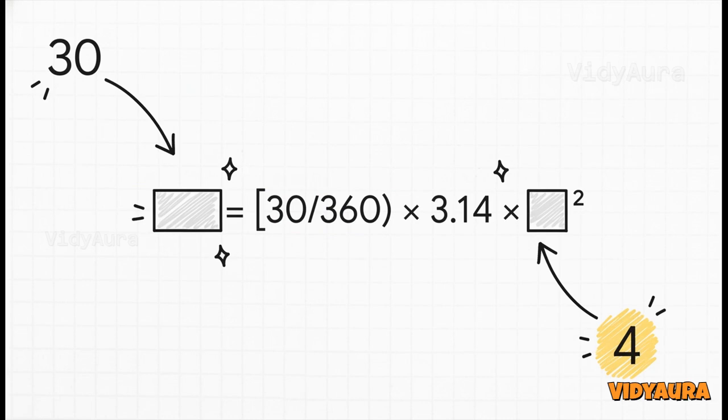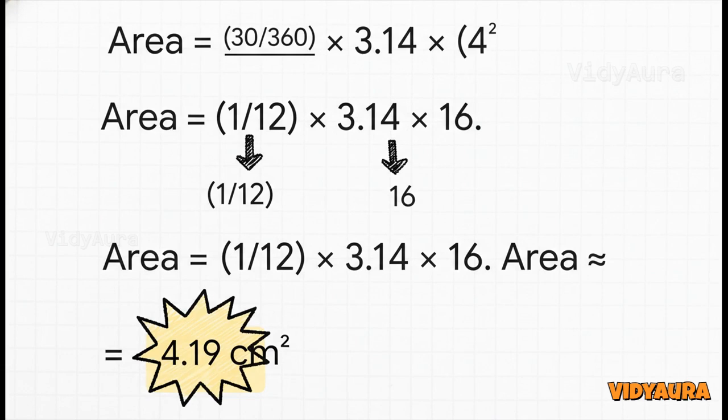Now for the fun part. We just plug in the numbers we have into our formula. So we'll replace theta with 30, pi with 3.14, just like the question asked, and r with 4. Easy. And now we just have to do the calculation.